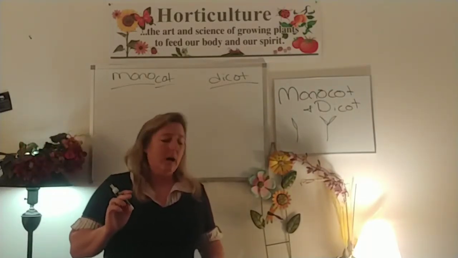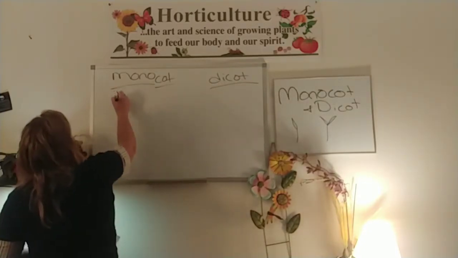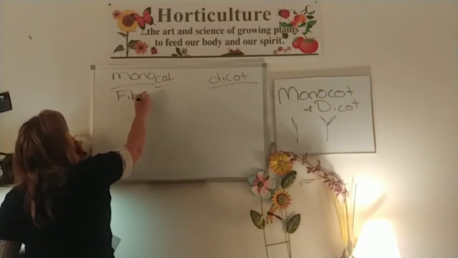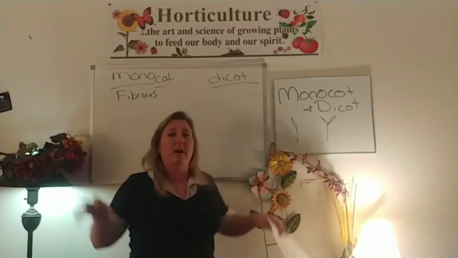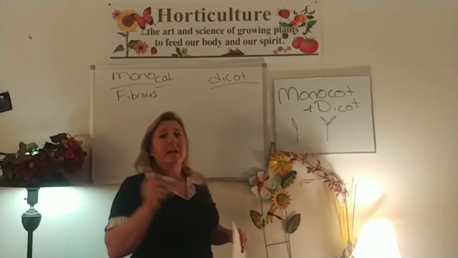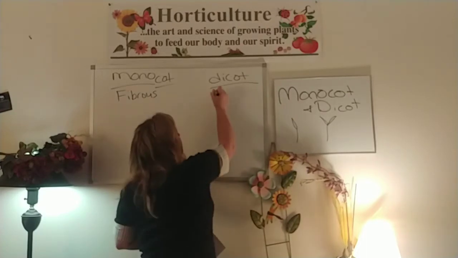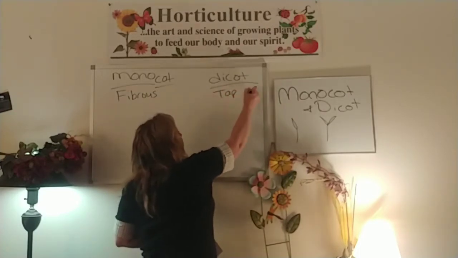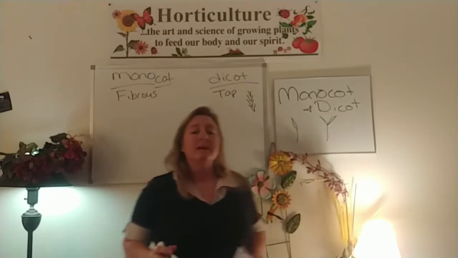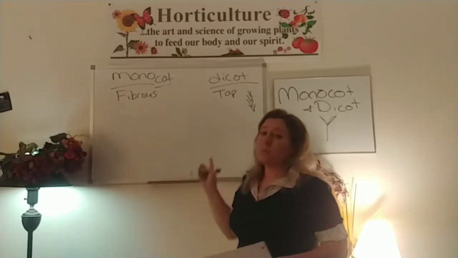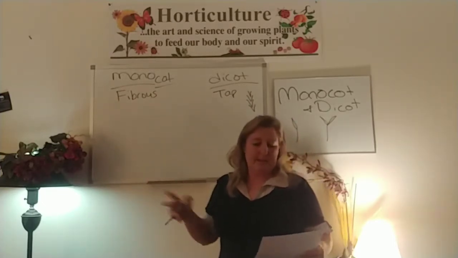So in the monocot, your roots are fibrous. That means they branch out. In the dicot, your root tends to be a taproot, which means that it's going to grow more like this, okay? So those are the differences in the roots, and you're going to find out why some of these differences are important.